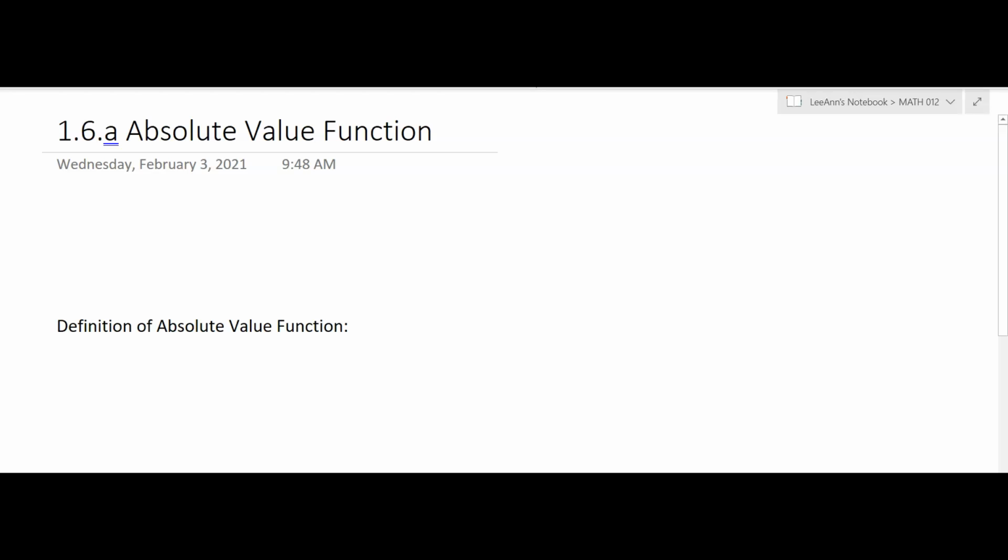So I think you're going to enjoy this section. It's a little shorter. Okay, so we're going to talk about absolute values.